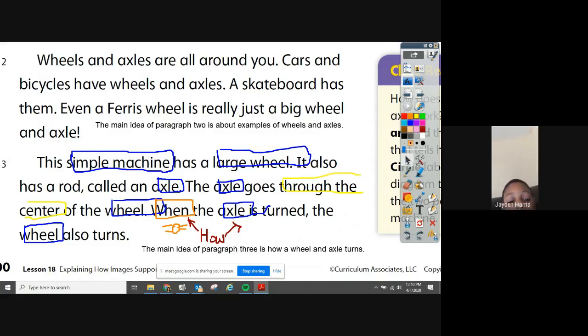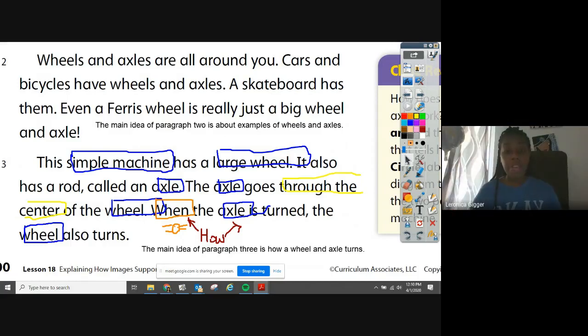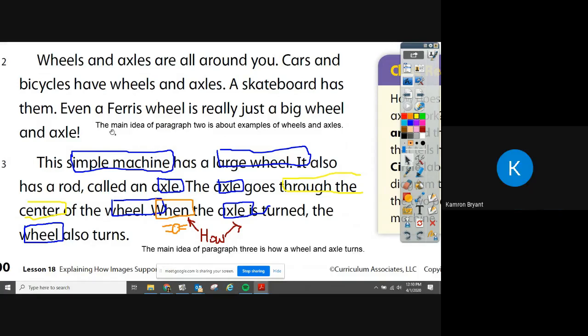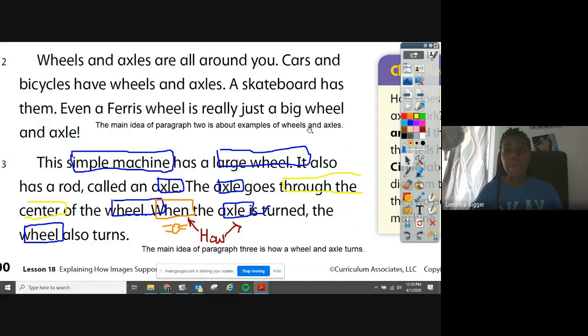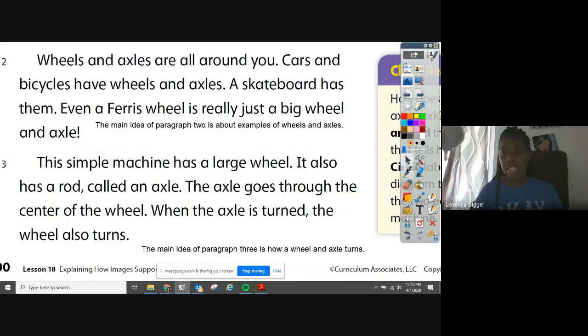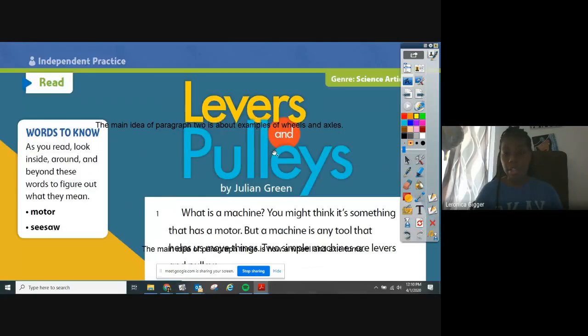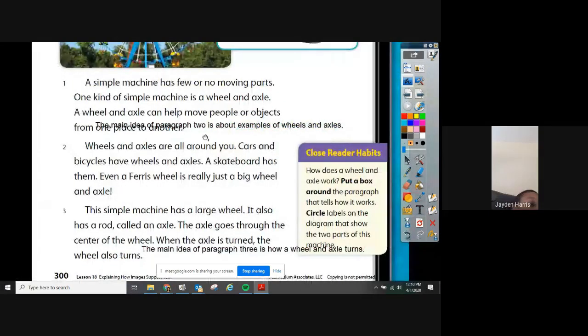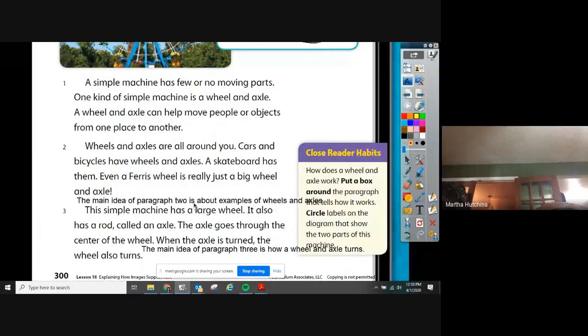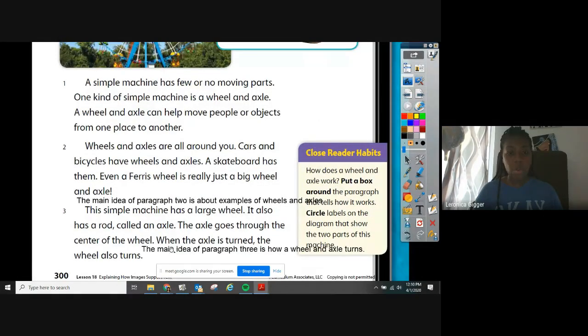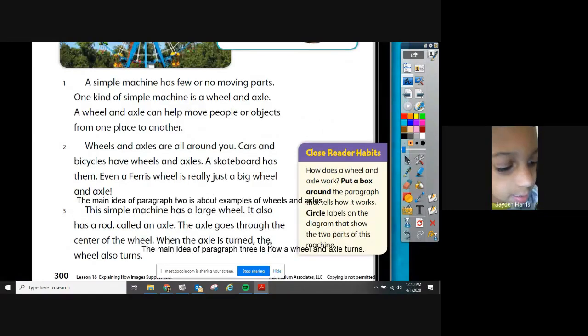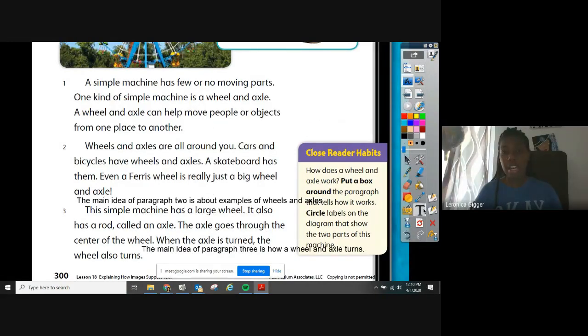All right. So now we know the main idea of paragraph 3. The main idea of paragraph 3 is how a wheel and axle turns. Very good work, Cameron. The main idea of paragraph 2 is examples of wheels and axles. And we learned that paragraph 1 was all about what a simple machine is and what a wheel and axle is. Right? Yes. So now we can put together the main idea of the whole passage. It's all about wheels and axles, and I didn't type it on here.